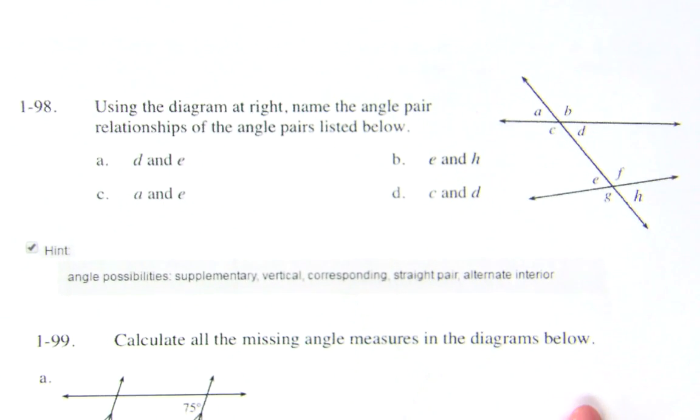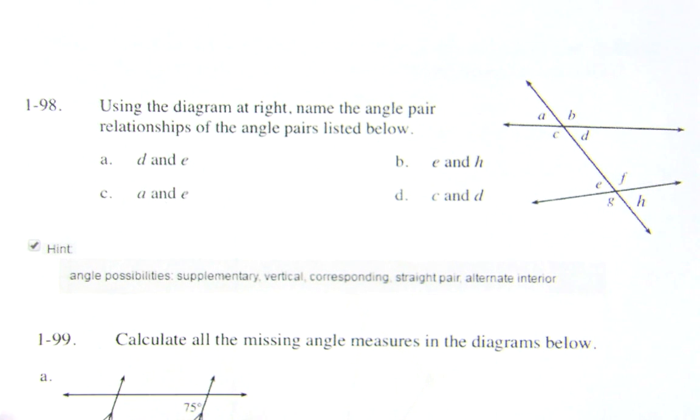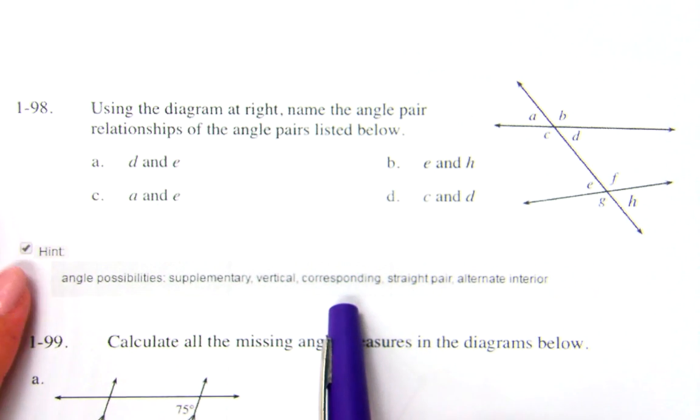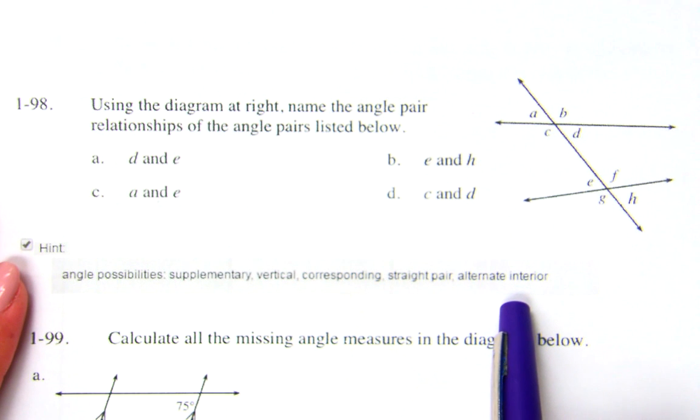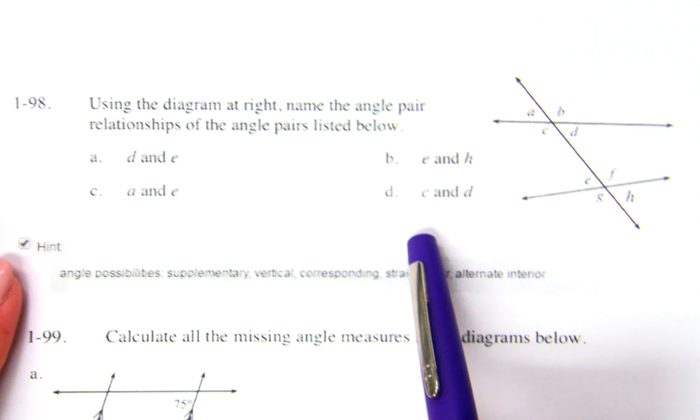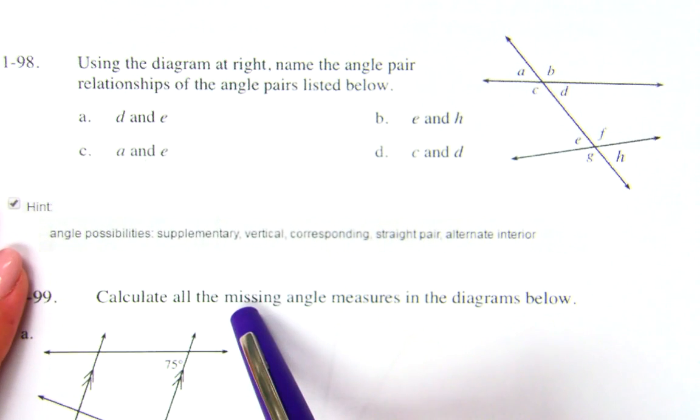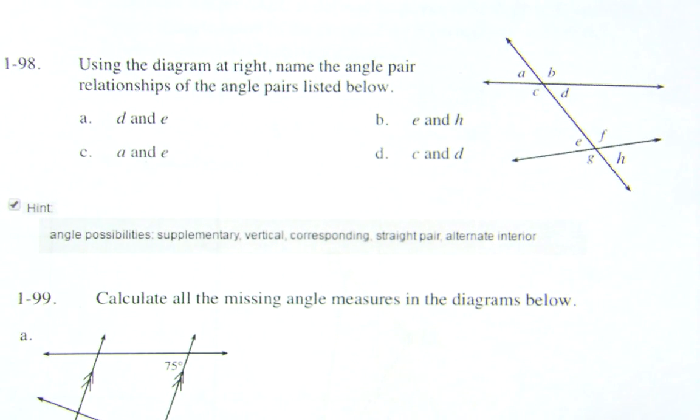Actually, I'm not really going to do anything. What I am going to show you is the hint from the CPM website for the homework help, which is your possibilities are either going to be supplementary, vertical, corresponding, straight pair, or alternate interior. And those are your 4 possibilities for A, B, C, and D. So you're just going to have to decide which one's which. That way you're not grasping at what's what.